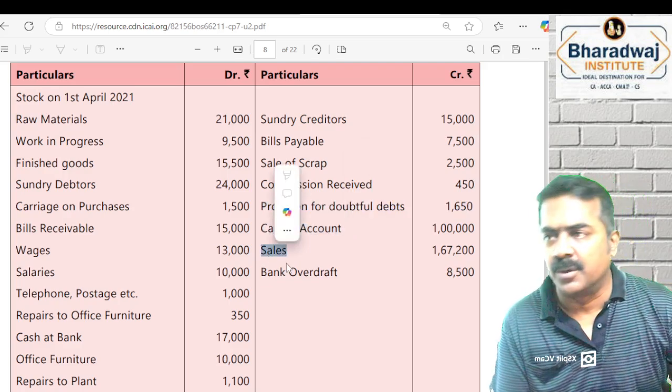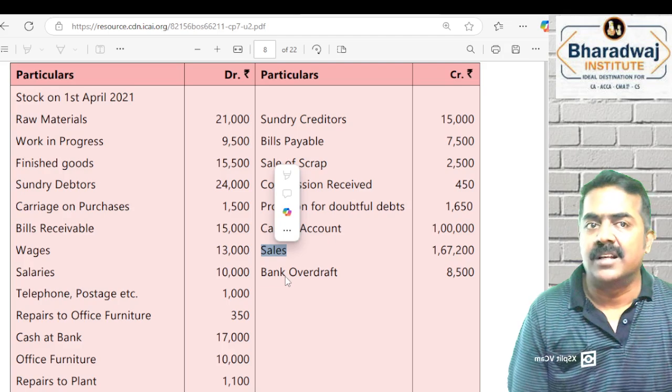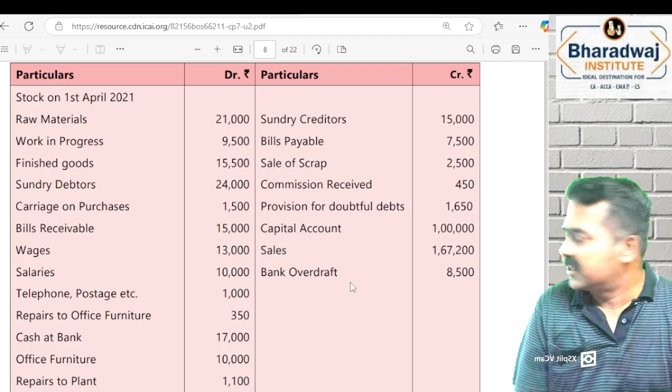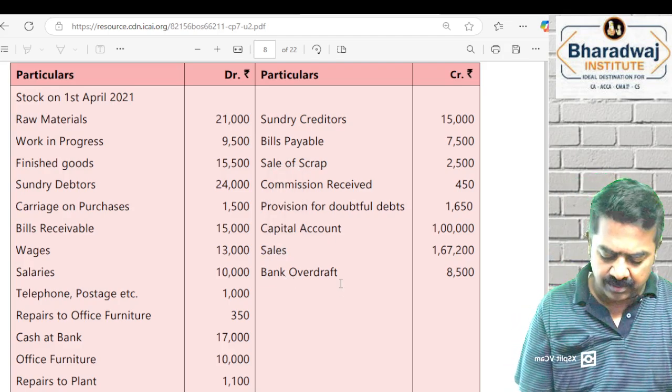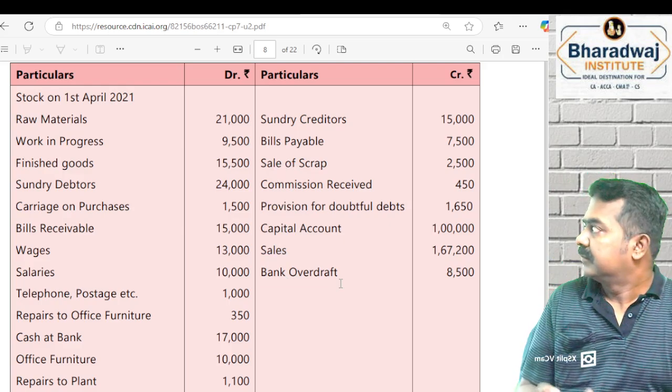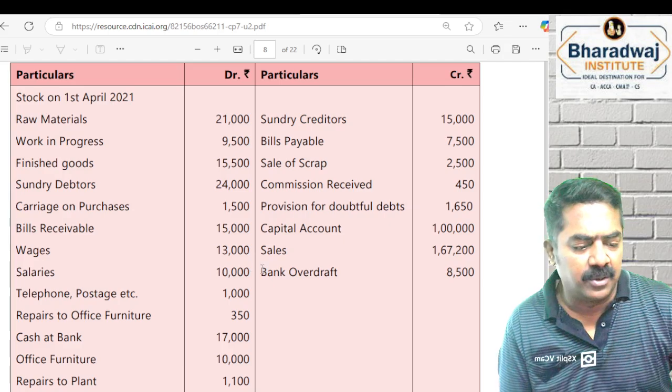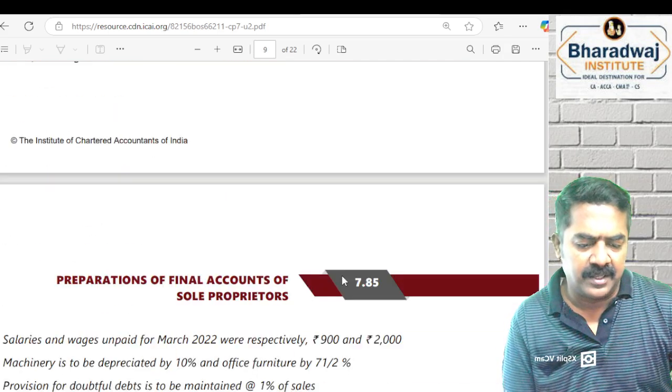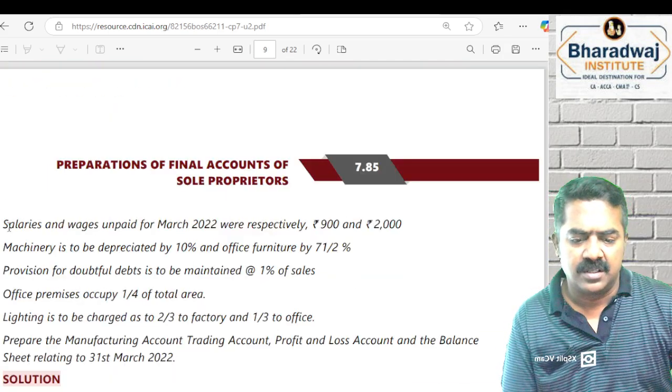Sales will come in which account? Trading account. Sales will come in the trading account. Then bank OD will go to the liability side. Liability side. Look at this.